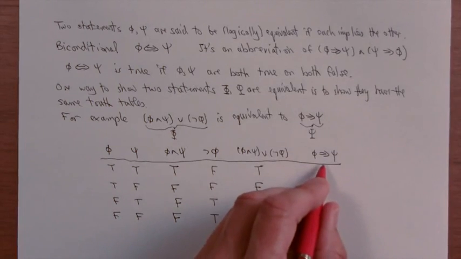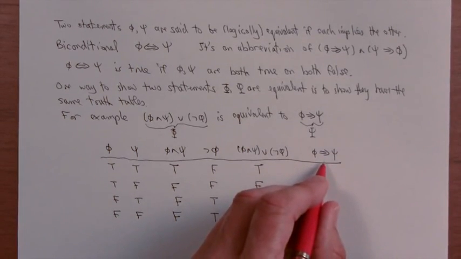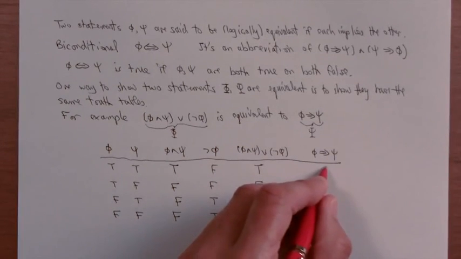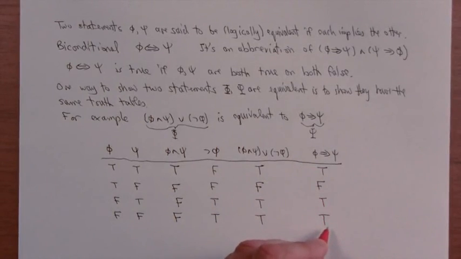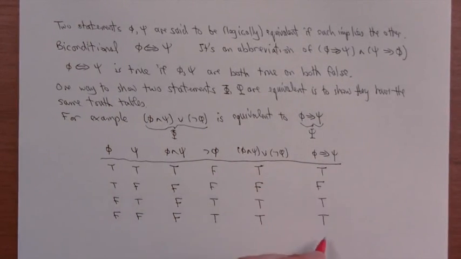I know the truth values for phi conditional psi. They were T, F, T, T. If you look back at the earlier work, you'll see that that's what we worked out before.